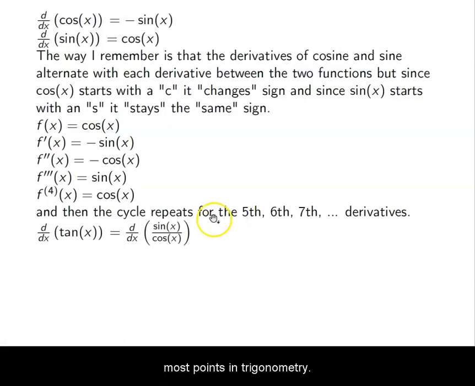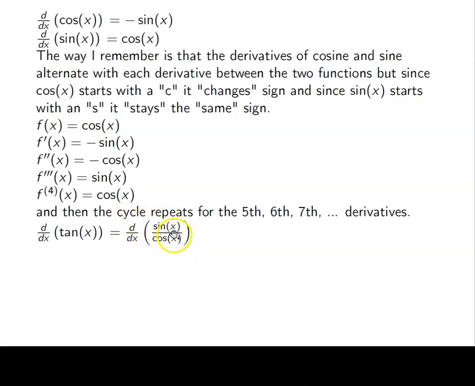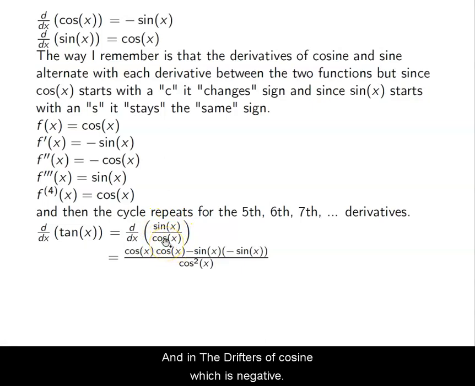Okay, so same thing, if I want to find the derivative of tangent, I am going to turn it into sines and cosines and take its derivative, which means I have to use the quotient rule. So I'm going to take the derivative of sine, which is going to turn into cosine, and I'm going to leave the second function alone. So in the numerator, I'll get cosine, cosine. I'm going to subtract from that, sine being left alone, and then the derivative of cosine, which is negative sine. And then the denominator gets squared, so I get cosine squared on the bottom.